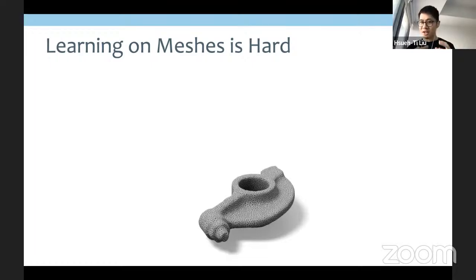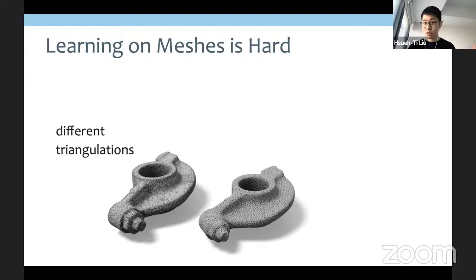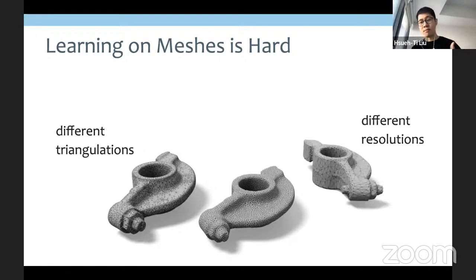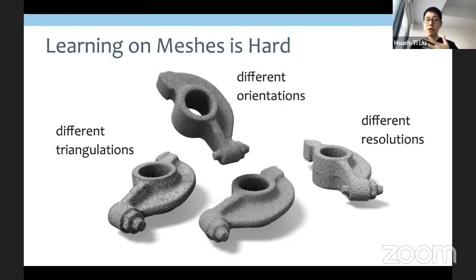And learning on meshes itself is actually a pretty hard problem. One reason is because triangle meshes have many natural variations. For example, a triangle mesh can have the same resolution, but with a different triangulation. It can also have a different resolution, or it can have a different orientation. And if you want to do machine learning on meshes, you have to handle these natural variations happening in triangle meshes. You cannot make assumptions that, okay, I have to have this specific triangulation with specific resolution. So we have to handle all these variations.